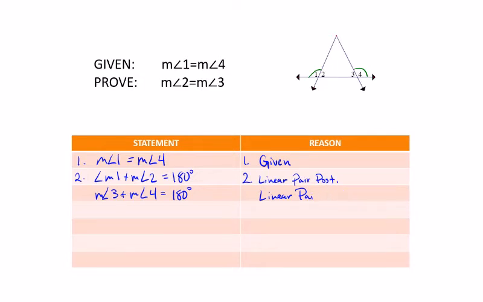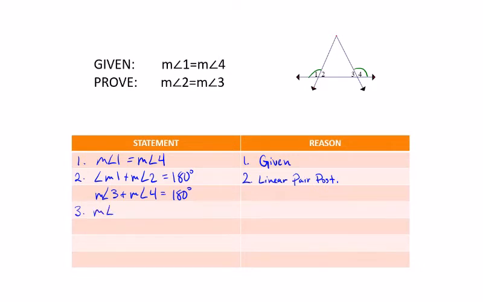Actually, I don't have to write that. For the same reason, that's the same statement, same reason, so I don't have to write it again. All right, so we know those add up to 180. So now I can say that, well, since they equal the same thing, they must equal each other, right? So this is where we can use transitive or substitution. You can choose your preference there.